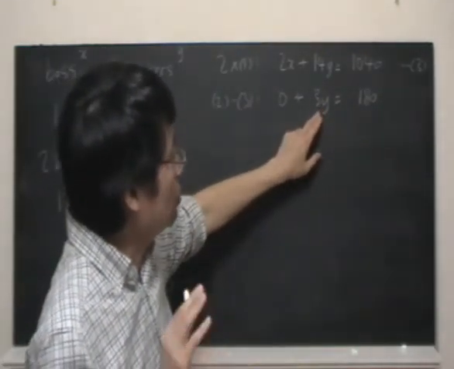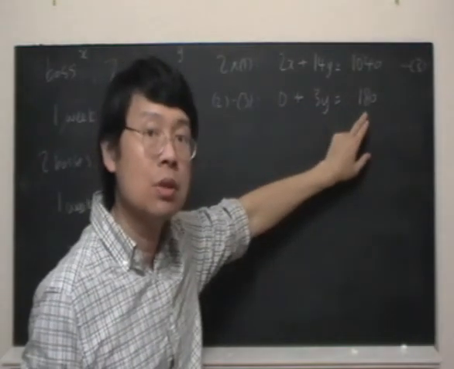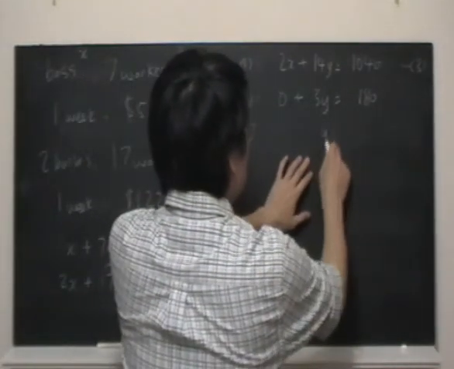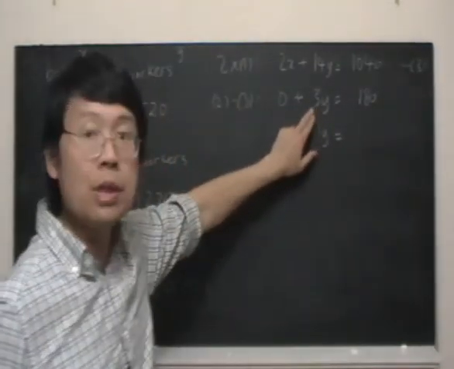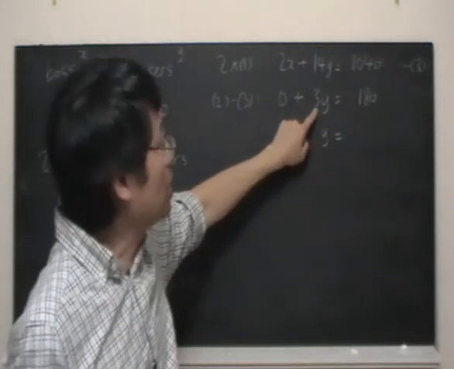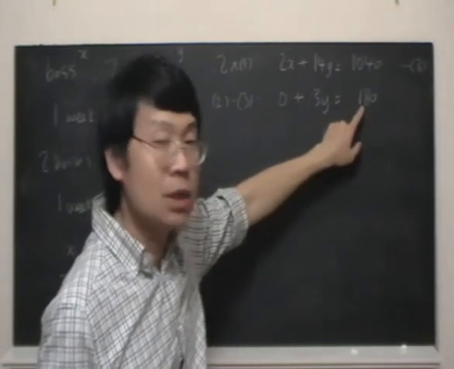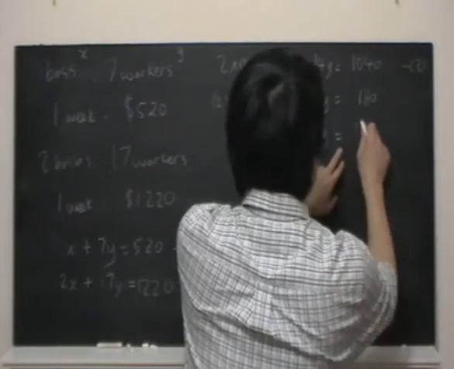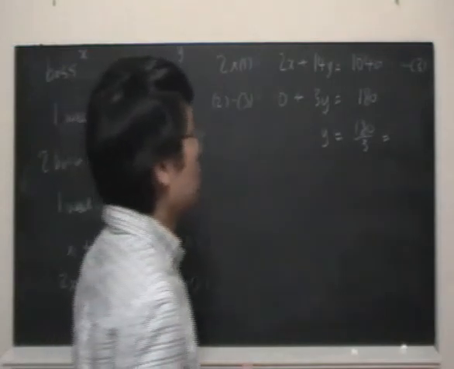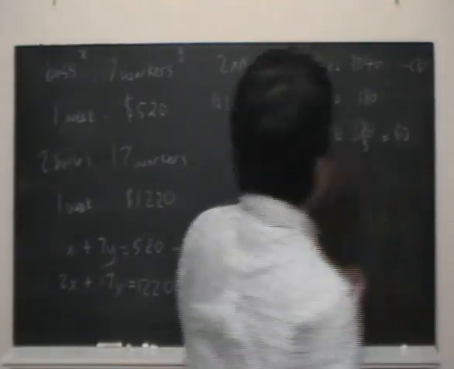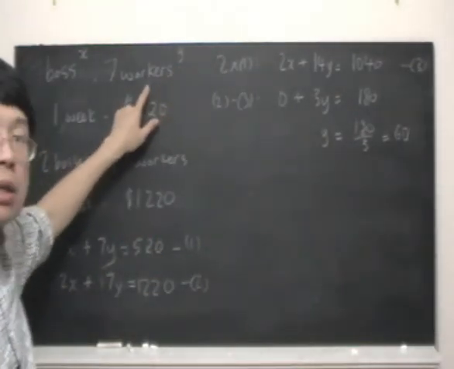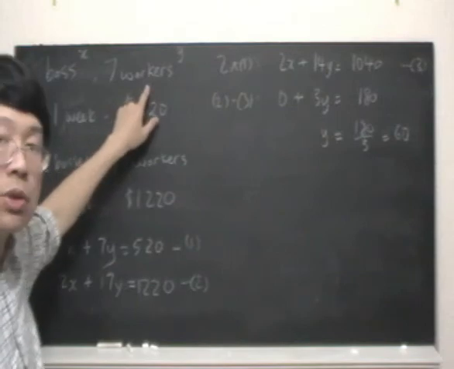So the equation is now simpler. We have just 3Y is equal to 180. Therefore, you can find Y if we divide both sides by 3. Divide the left side by 3, gets rid of the 3 here. Divide the right side by 3, gives 180 over 3, which is 60. So Y is the earning of each worker in 1 week, and that's $60.